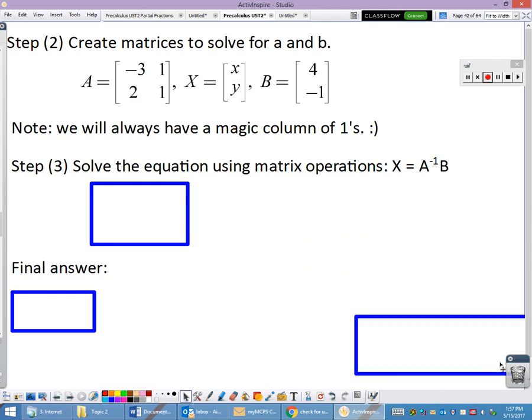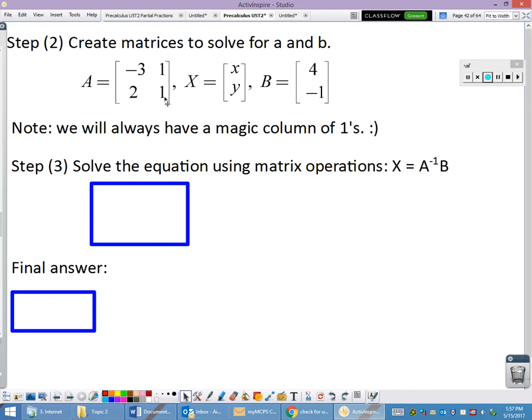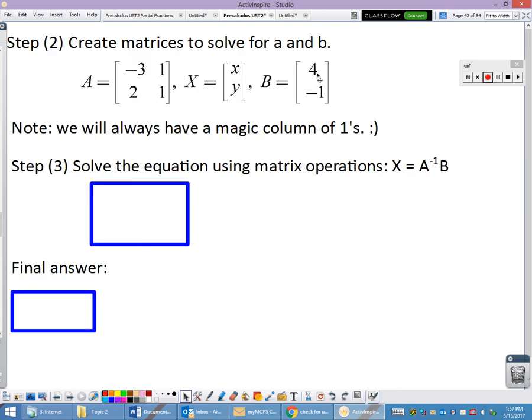Now, from there, I'm going to create 2 matrices to solve this. I'm going to take my coefficients -3, 1 and 2, 1, and then I'm going to take my matrix B, which is going to be my resultant, which is 4 and -1. Those are my y values basically. And I'm going to call the unknowns a and b because those are the 2 variables I'm trying to find. I'm trying to find what values for a and b would create a linear equation that fits those 2 points.